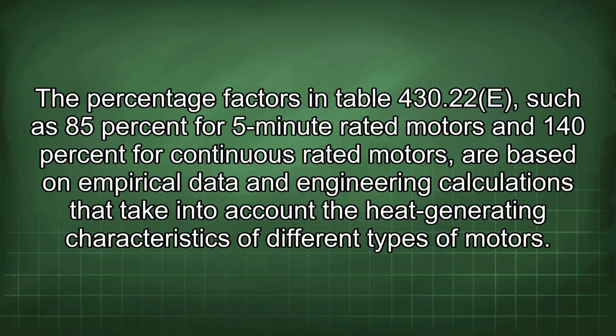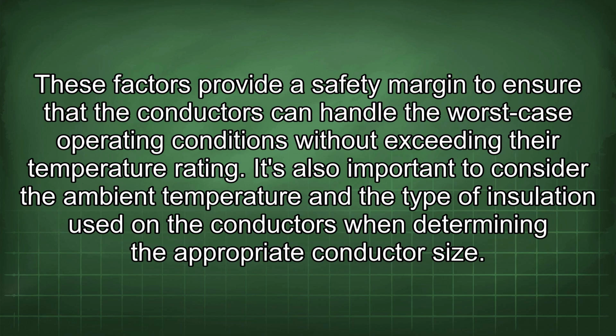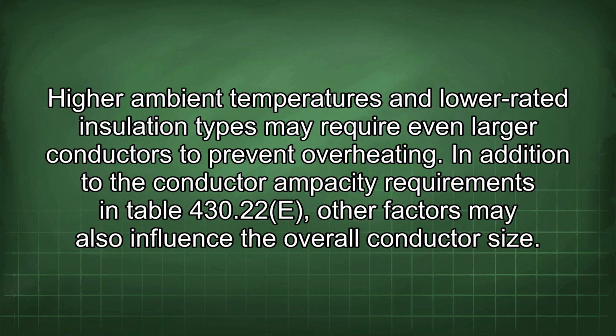The percentage factors in Table 430.22(E), such as 85% for 5-minute rated motors and 140% for continuous rated motors, are based on empirical data and engineering calculations that take into account the heat-generating characteristics of different types of motors. These factors provide a safety margin to ensure that the conductors can handle the worst-case operating conditions without exceeding their temperature rating. It's also important to consider the ambient temperature and the type of insulation used on the conductors when determining the appropriate conductor size. Higher ambient temperatures and lower rated insulation types may require even larger conductors to prevent overheating.